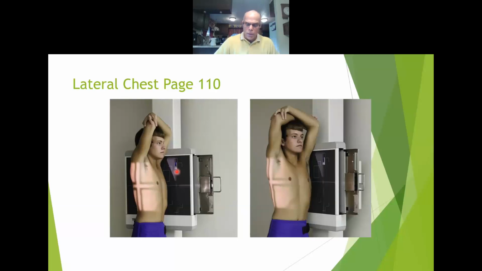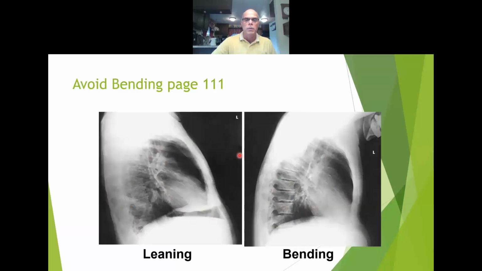Okay, evaluation criteria. Let me go to the next one. This is that leaning and bending. This is on page 111. Obviously, the leaning part is going to give you some foreshortening. This is just a distortion, so we want the patient to be perfectly standing straight, not to lean back. And they have a tendency as they put their arms up, they kind of want to do this. And then you try to overdo that, and they're leaning forward. Remember, we want them to stand straight up.